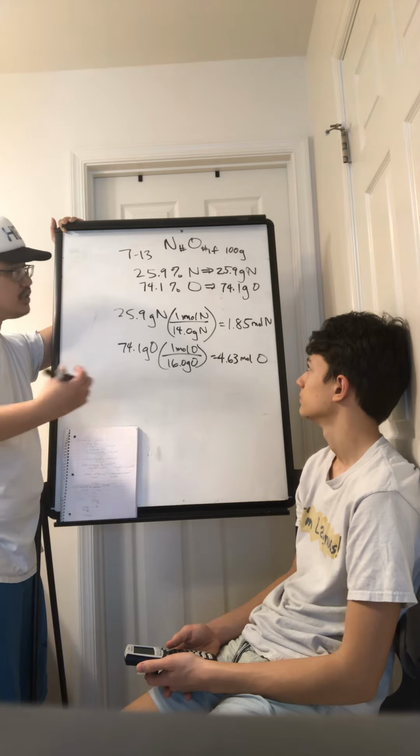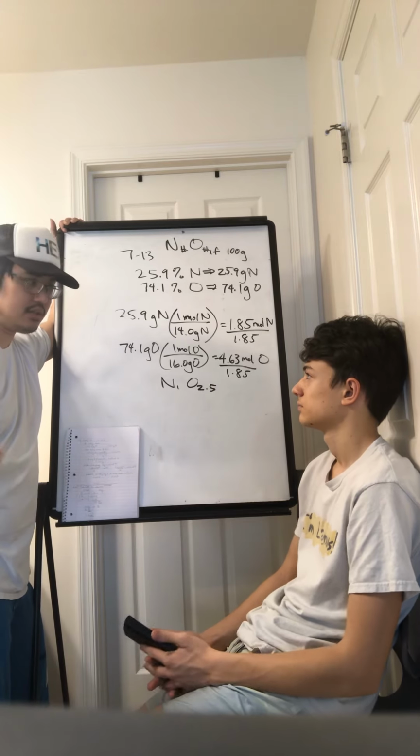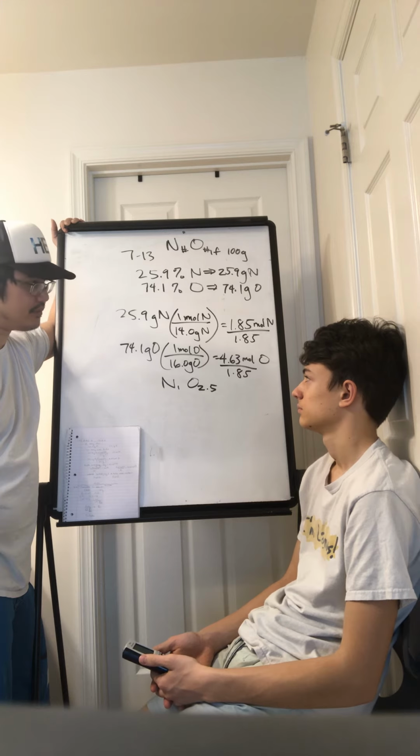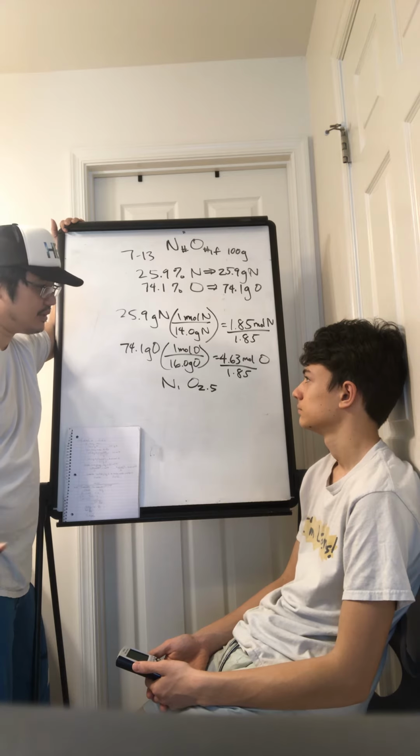So we know that this is N1 and what? Oh, O 2.5. Okay. We're still in trouble here. Right? Because this is good because that's a whole number, but this is not a whole number. But at least we're close. Can't you round? You can't round.